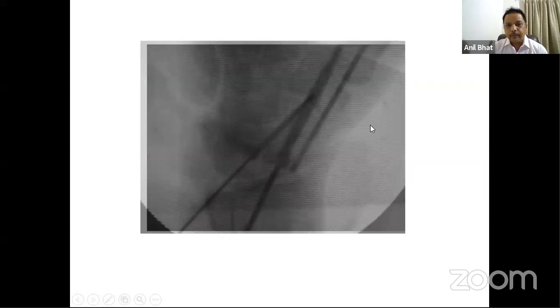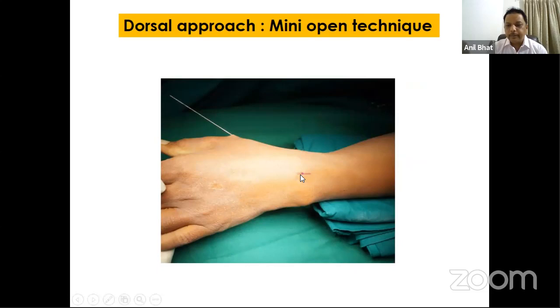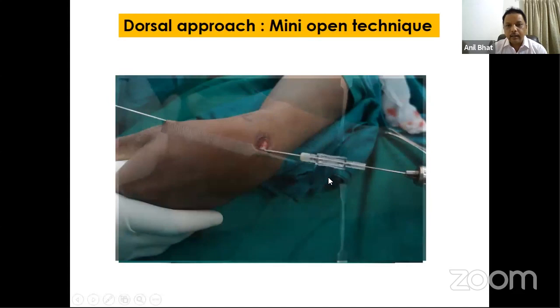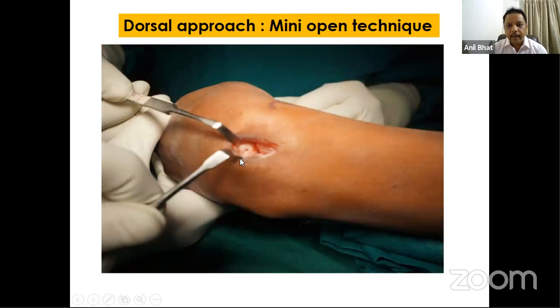Okay, if you can't really get that entry point, you can make a small opening here, right? A mini approach here, where you would see the scaphoid and the scapholunate ligament. And the rest of the steps is the same. You measure, you put in the screw there, and you might end up with a very tiny small cartilage defect, which will heal nicely. And that's the mini open technique.